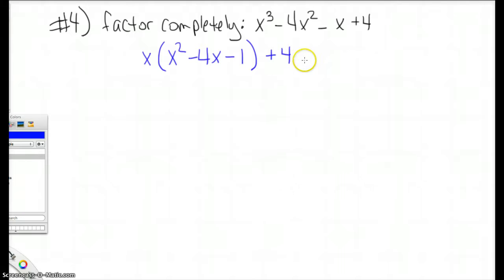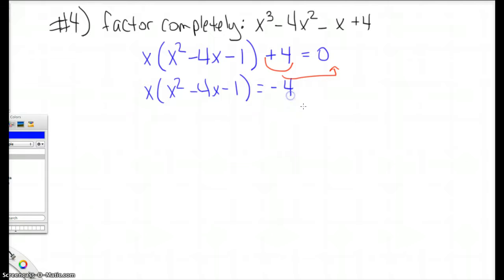And if I want to continue to factor that, I could say equals 0. So what I want to do now is take this 4 and move it over here. And you'll see why in a minute. So x times x squared minus 4x minus 1 equals negative 4. Now, the associative property says that this is going to equal negative 4, and this whole thing is going to equal negative 4.